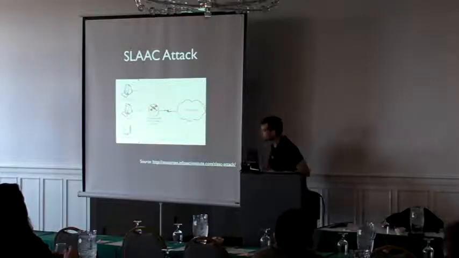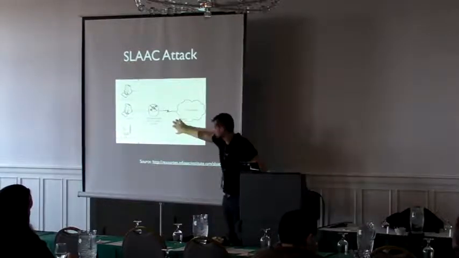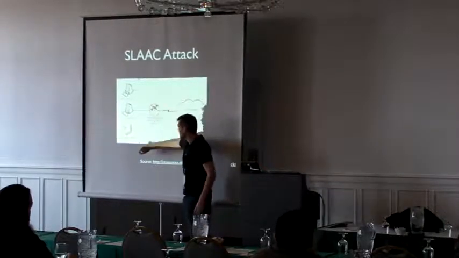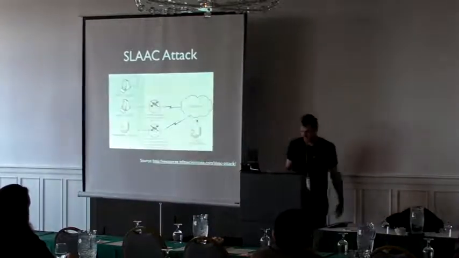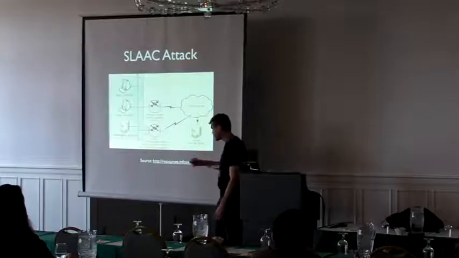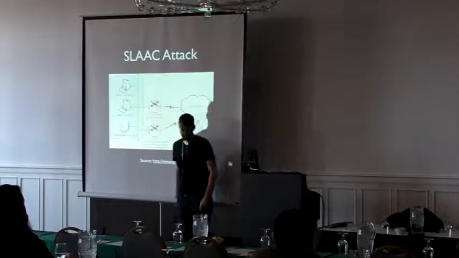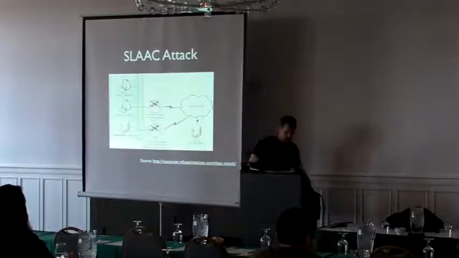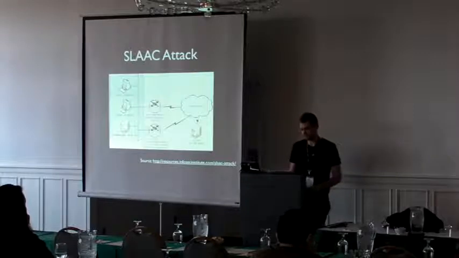So this is a typical IPv4 internet, typical setup. You've got your router here. You've got hosts with IPv4 addresses. What the Slack attack is going to do is introduce a new router and give out IPv6 addresses to these devices. They will actually pick up an IPv6 address, and anything above that will pick it up.